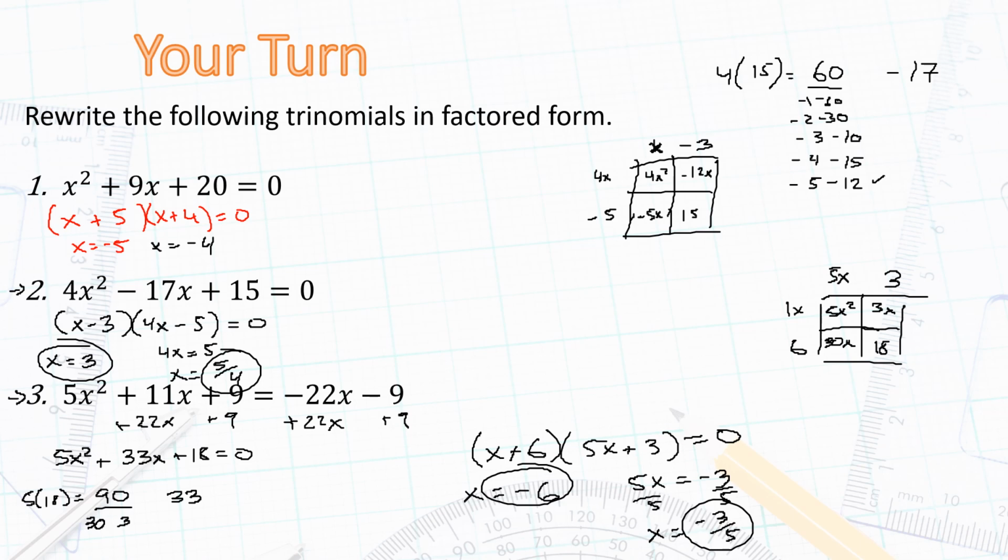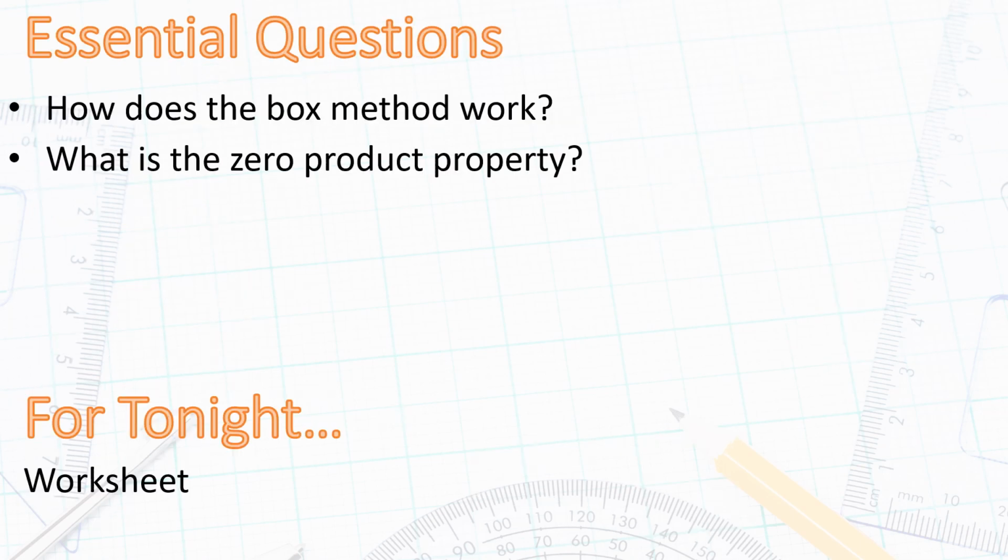Phew. All right, that was a long one. All right, essential questions for today. How does the box method work? So recap on that. We have to multiply the lead coefficient and the constant together. That gives us a new number that we find factors of that are equal to the middle coefficient, so the coefficient of x to the power of 1, or whatever your letter is.